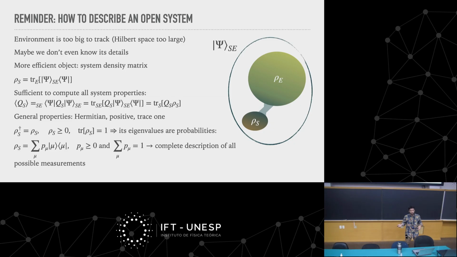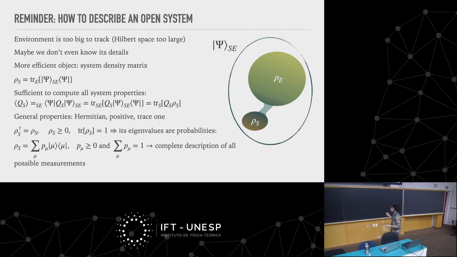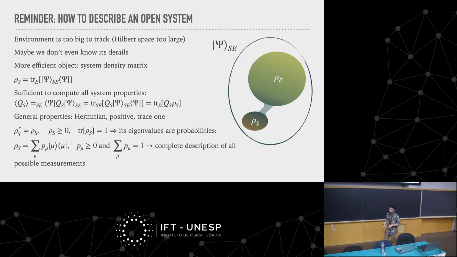Let's say you cannot write down and solve the Schrödinger equation for the full system plus environment, the super system. And maybe we don't even know the details of the environment. So we would like a description which removes the necessity to track the environment.